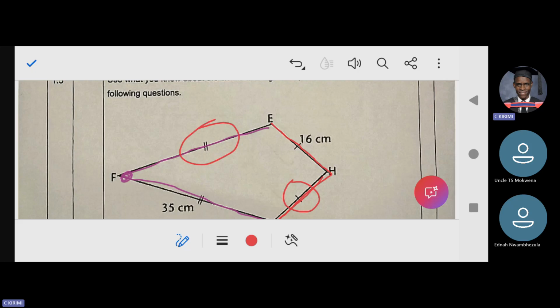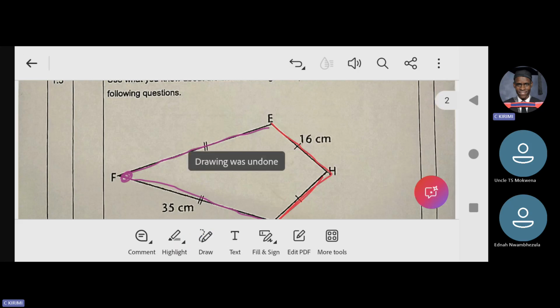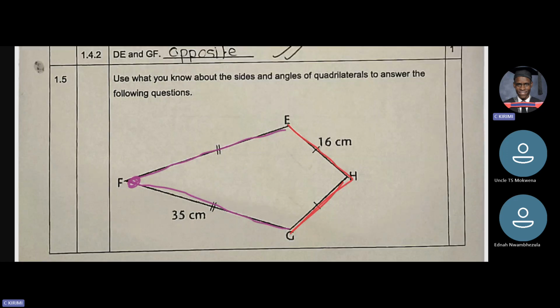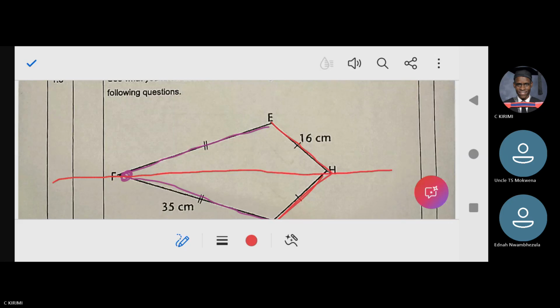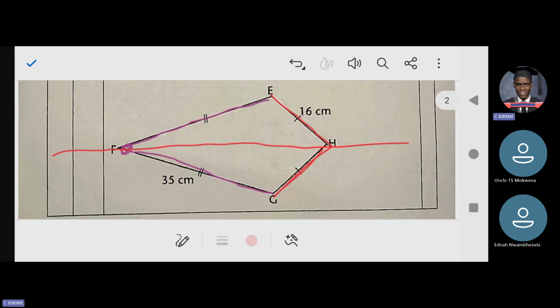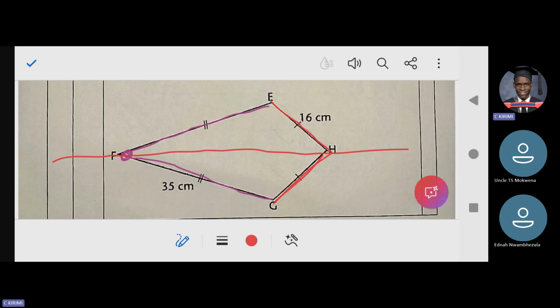So you must know the properties when you are writing your paper 2 next week. So revise, replay the video whenever you feel like you have forgotten some concepts. Opposite sides, HG is opposite to EF. Those sides are not equal on a kite. And you must know that on a kite we have one axis of symmetry. The property of a kite says the angles which are opposite the symmetry line are always equal. If this is 70, this is also 70. Or if this is 50, the other one is also 50.